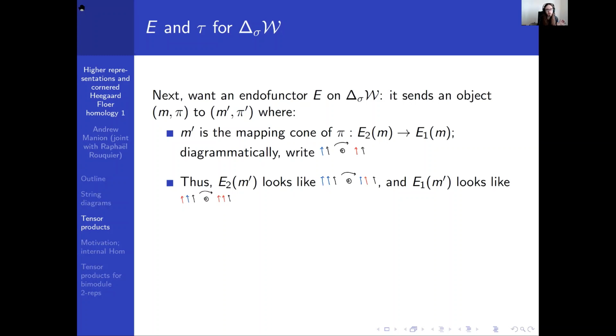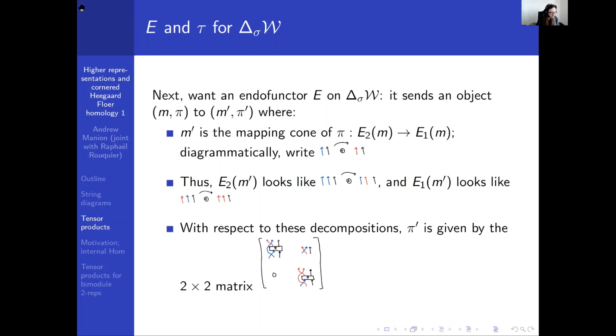Okay, so a map from E2 of M prime to E1 of M prime, that will be a map in W bar I. You would think of it as a 2x2 matrix, because I'm mapping from something that has essentially a direct sum decomposition as my domain, as two things, to something that has also a two-thing direct sum decomposition as my target. So if I look at these decompositions, I can specify a morphism by giving a matrix of morphisms. And that's how I'm going to define pi prime. Pi prime is going to be defined to be this following matrix.